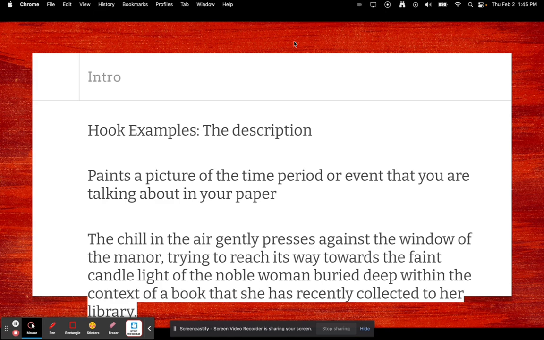Also, a description is a good hook example that paints a picture of the time period or events that you're talking about in your paper. So something really literary, really descriptive. For example, if I was writing a paper about noble women in the Middle Ages, I might say, the chill in the air gently presses against the window of the manor, trying to reach its way through the faint candlelight of the noble woman buried deep within a book that she has recently collected in her library. Super detailed.